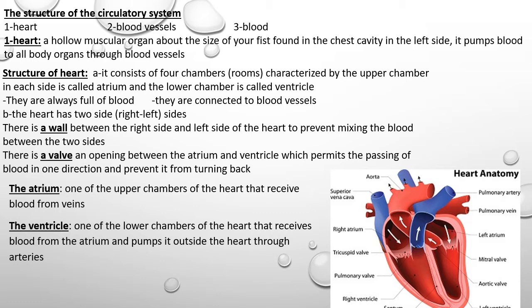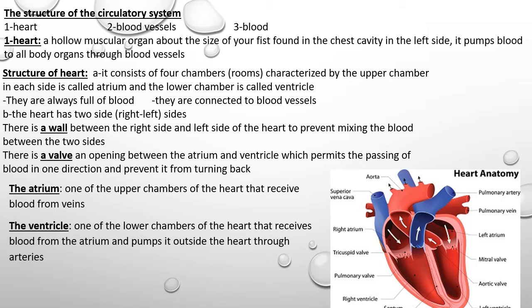Structure of heart. It consists of 4 chambers, or rooms, characterized by the upper chambers on each side called atrium and the lower chambers called ventricle. They are always full of blood. They are connected to blood vessels.